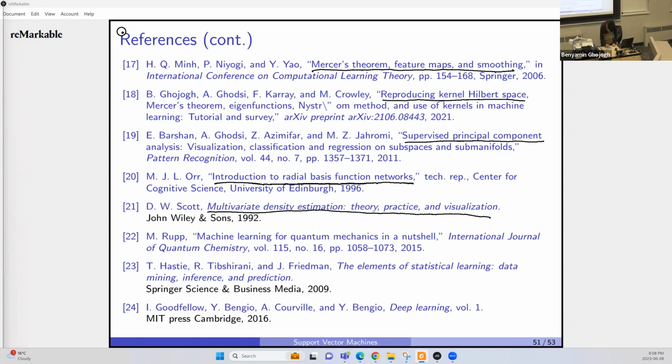Machine learning for quantum mechanics in a nutshell. I think I told you, even if you see nowadays state-of-the-art papers on machine learning for quantum computing or quantum machine learning, they use kernel a lot. Again, this is a book of Hastie and Tibshirani. This is the deep learning book of Goodfellow and Bengio et al.